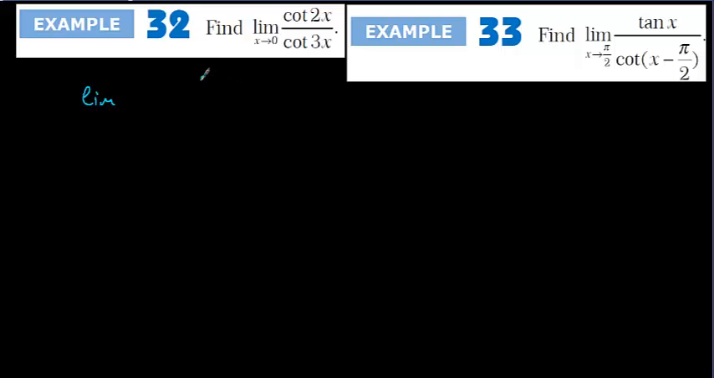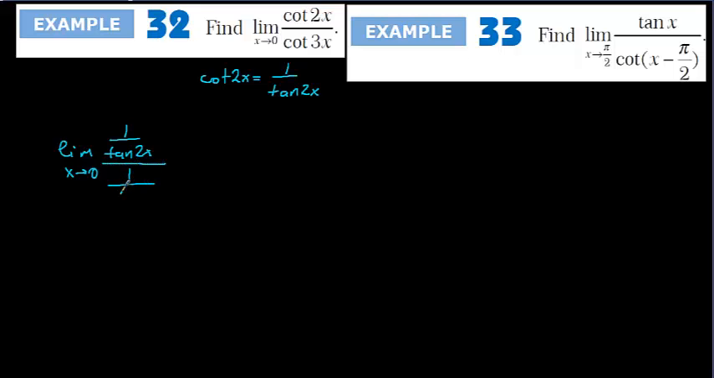Limit x tends to 0. We know cotangent 2x is equal to 1 over tangent 2x. This is a trigonometric identity. So instead of cotangent 2x, I'm going to write 1 over tangent 2x over 1 over tangent 3x, and this is equal to limit x tends to 0 of tangent 3x over tangent 2x, since one goes up and the other goes down.